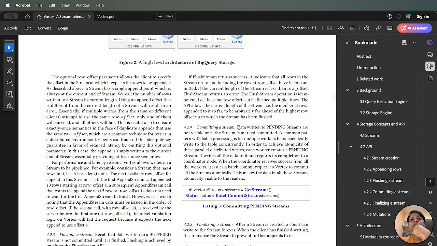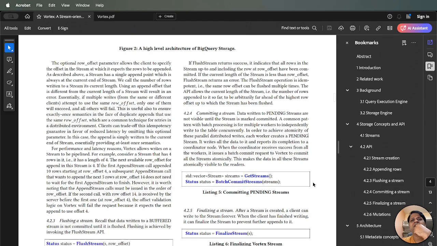The next is committing. Committing means data written to pending streams is not visible until the stream is marked committed. This pertains to batch processing with multiple workers working independently, in order to achieve atomicity, using a pending stream. So this is actually writing to the durable storage. Again, handling the atomicity. This commit is happening.